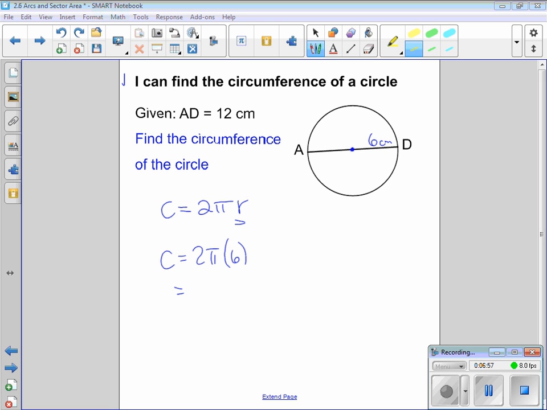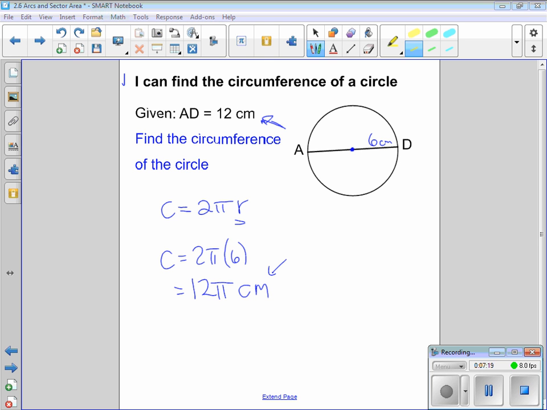I have 3 numbers here. I have 2, pi, and 6. I can multiply them in any order I want to. So I'm going to do the 2 and the 6 together. Okay? And that gives me the circumference, the distance all the way around the circle, to be equal to 12 pi centimeters. These units, because it's distance, matches these units because it's distance. That's the distance of the diameter.